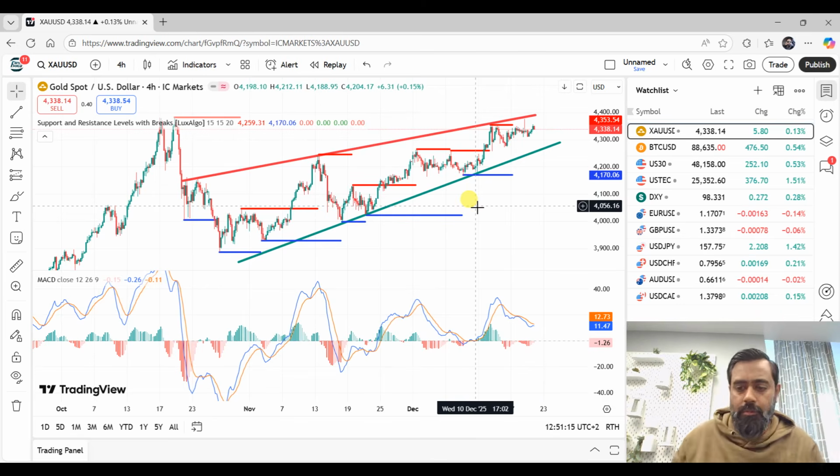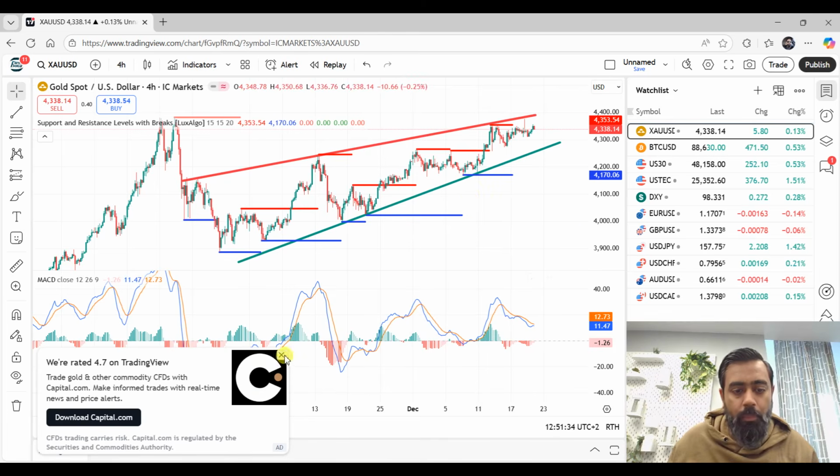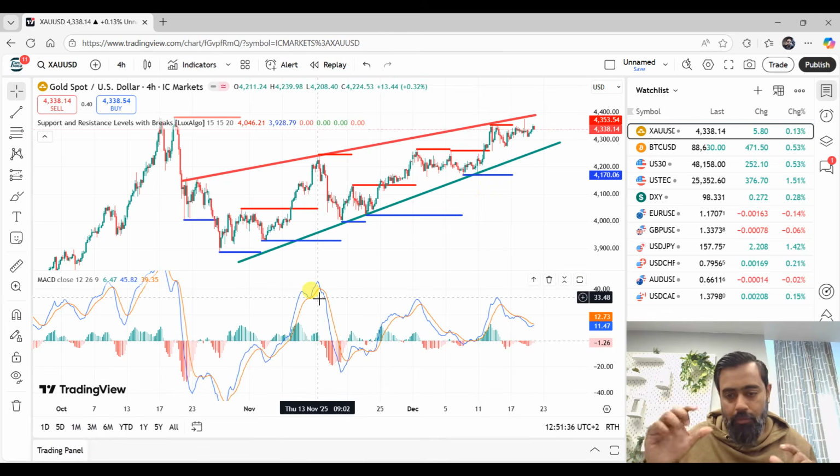I would again beg all my fellow followers, keep things very simple. Keep your charts very simple. Whatever strategy you want to play on, your trend lines have to be the first thing. Trend lines, support and resistance, and then if you want any additional indicator, you can use it.